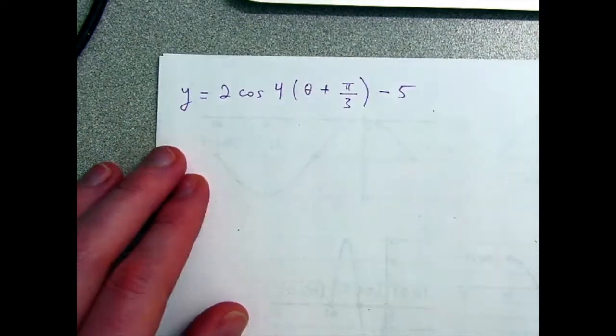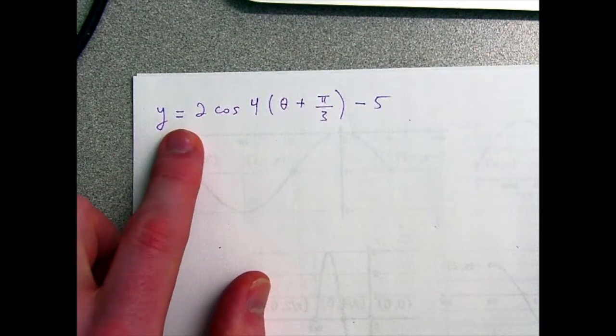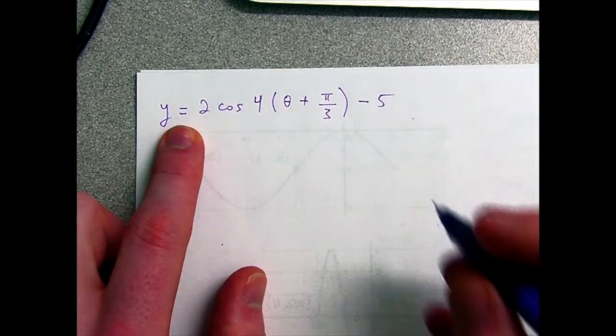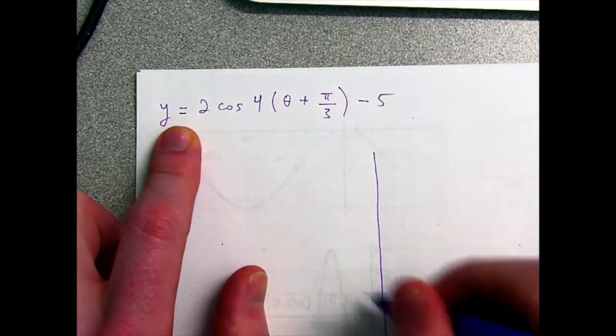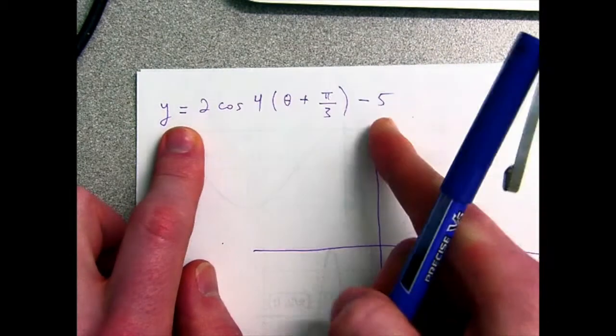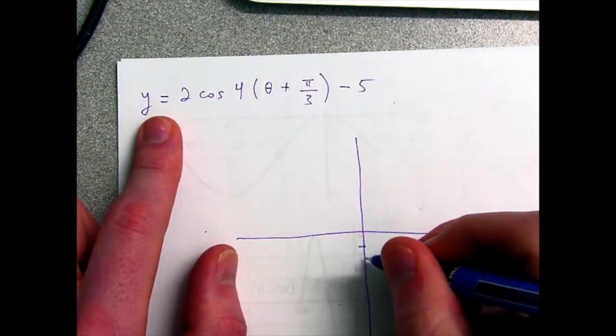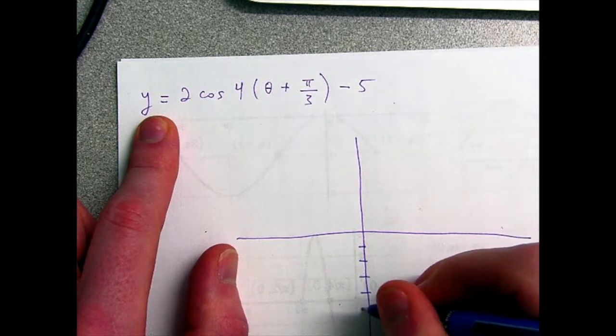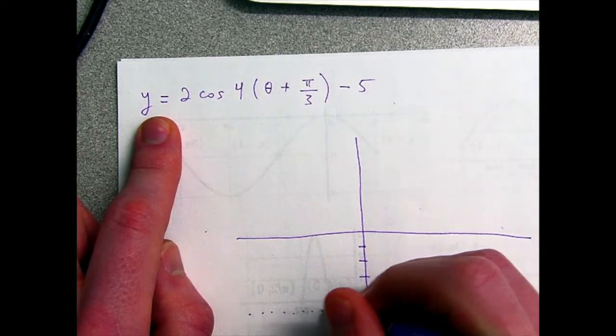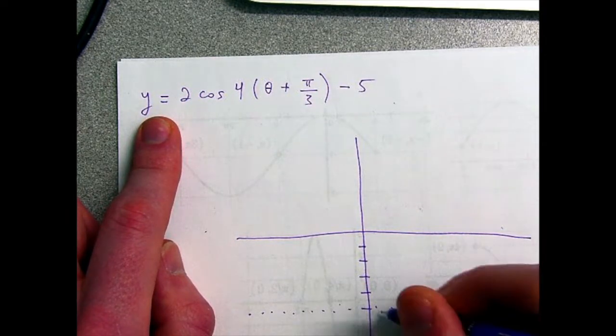All right, so it's going to be the same thing that we did before, and so I'm going to do it a bit more quickly this time. Let's start, what did I start with last time? I started with the midline, right, which is given by this number here. That's -5. So my midline is at -5, so I'm going to draw that line right here at -5.